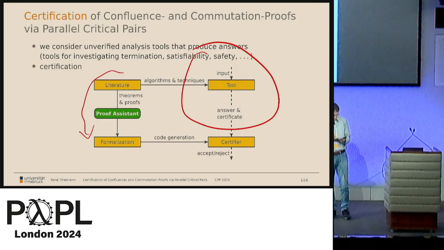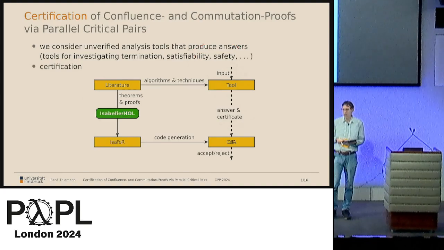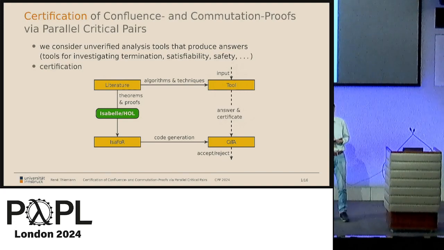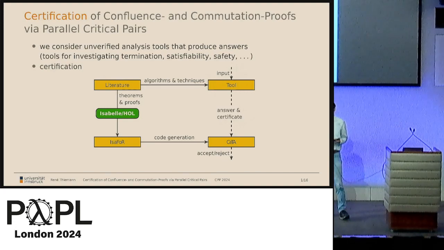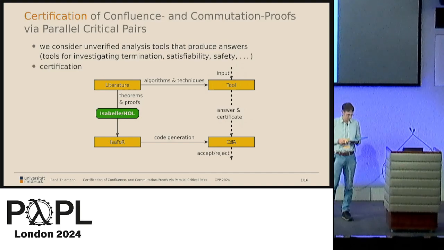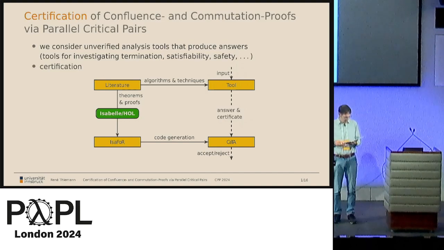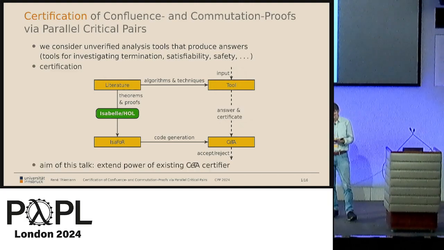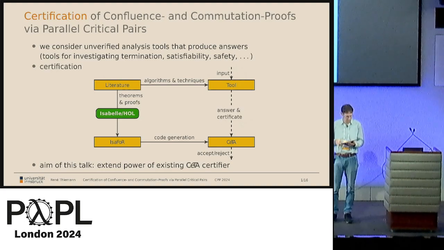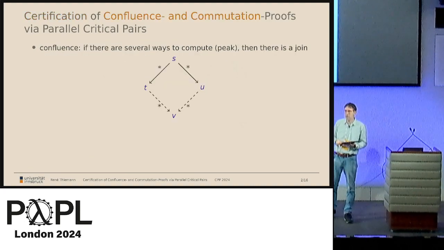And in my particular application, the proof assistant that I'm using is Isabelle/HOL, and the certifier that I want to talk about is the CeTA certifier. Good. So the aim of this talk is now to extend the power of this existing certifier. So this is certification. Next up is confluence and commutation.